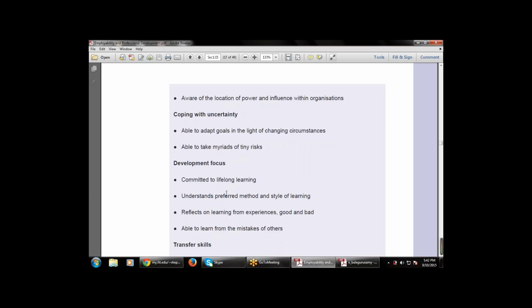Then being able to learn from the mistakes of others. That is part of development focus, and this is important. If anyone makes a mistake, any mistake that is made will be a challenge, and it will be a learning for us or for anyone, so we learn from the mistakes of others.